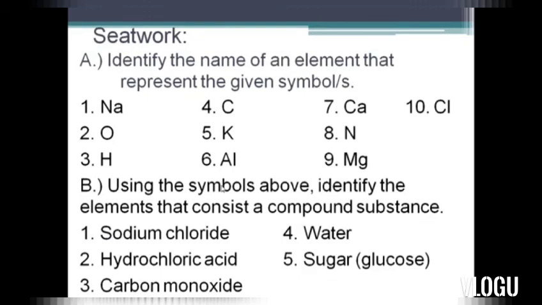Okay. So, identify the name of an element represented by the given symbols. So, I will give you time to have this activity para alam naman natin kung paano natin bibigyan ng mga pangalan ang mga symbol na ito. For letter B naman, using the symbols above, identify the elements that consist a compound substance. So, pipili lang po tayo ng mga symbols sa itaas para makapag-produce po tayo ng mga compounds or compound substances na nasa ibaba.